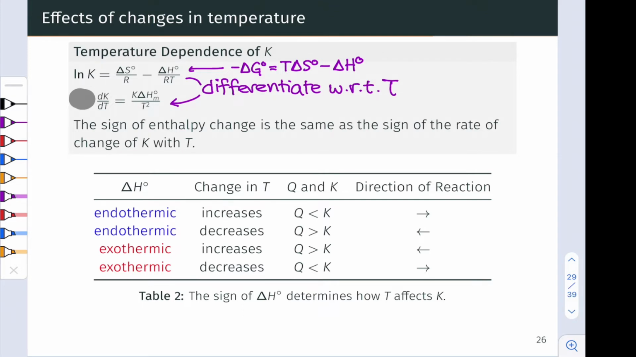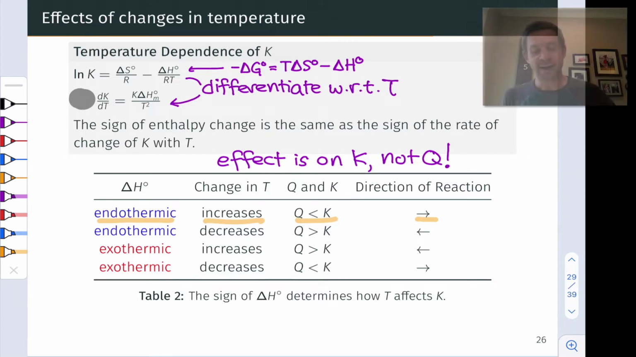So let's consider four scenarios involving either an endothermic or exothermic chemical reaction. In other words, delta H is either positive, as we see in blue, or negative, as we see in red. We can imagine the temperature either increasing or decreasing and ask what happens to the position of equilibrium, and whether a system in equilibrium will shift toward products or back toward reactants in response to this change. And of course, as I mentioned earlier, the effect is on the equilibrium constant here, not the reaction quotient, because the reaction quotient won't change as we raise or lower the temperature, but K will.